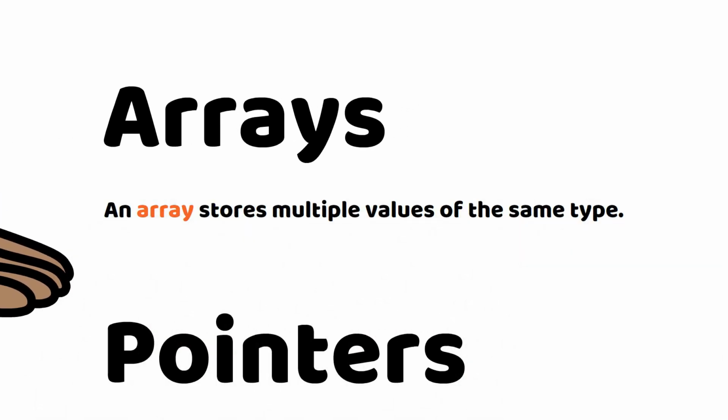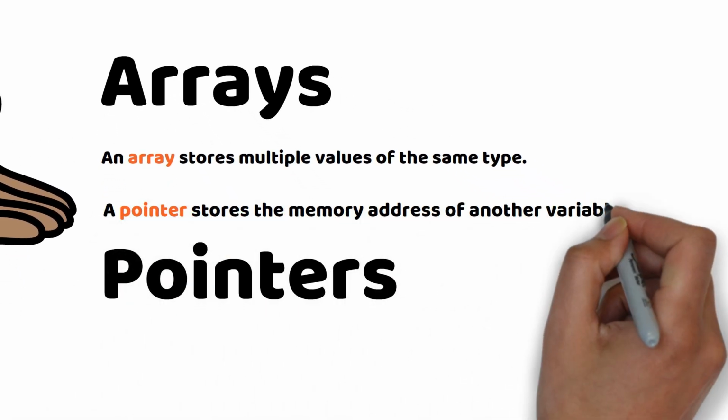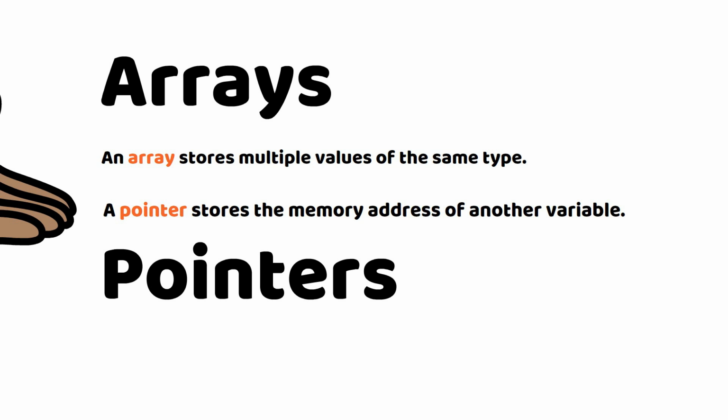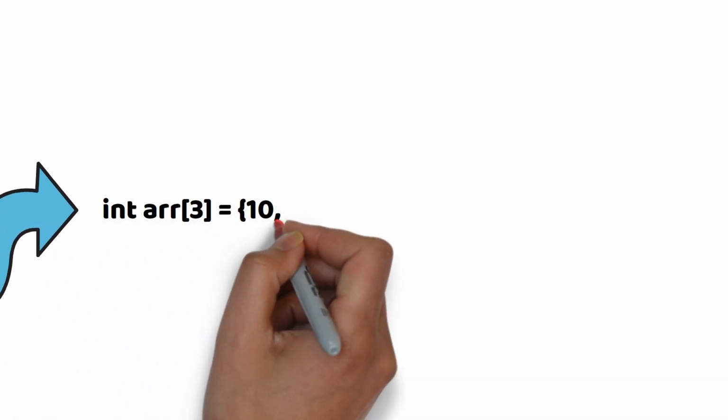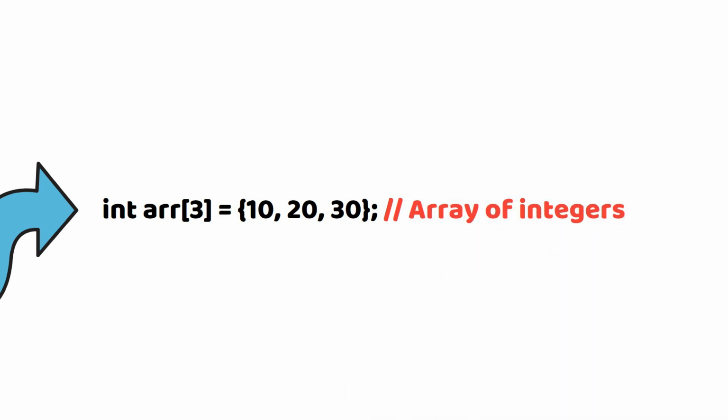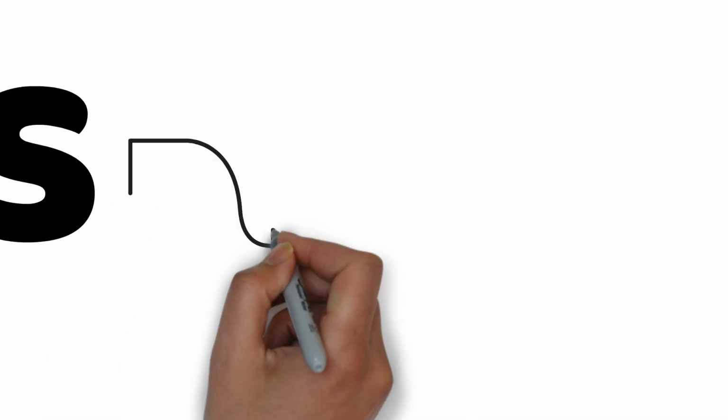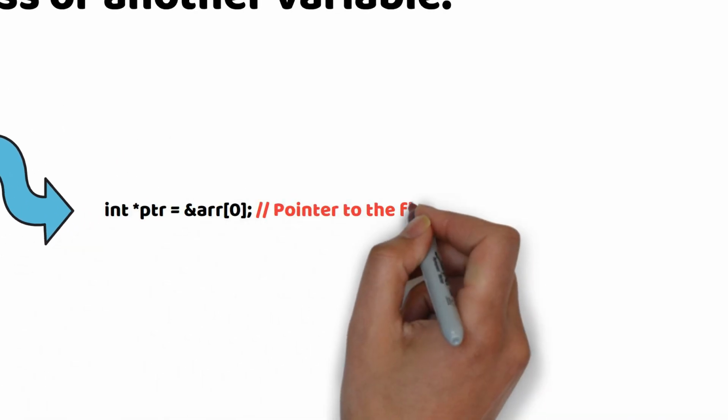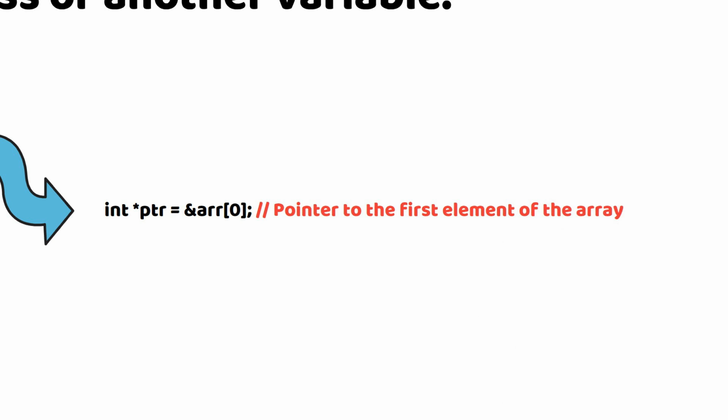An array stores multiple values of the same data type, whereas a pointer stores the memory address of another variable. For example, this is an array of 3 elements of data type integer, whereas this is a pointer created called ptr, which is pointing to the first element of the array arr.